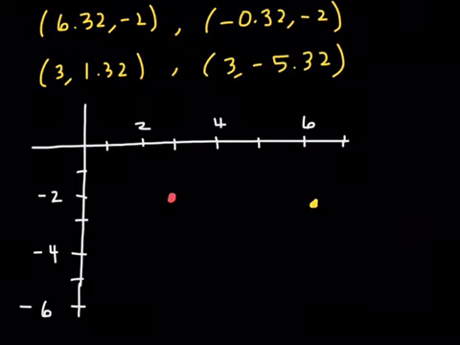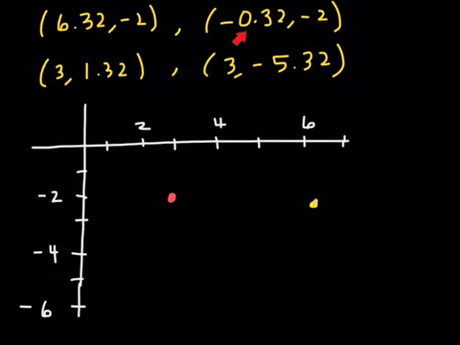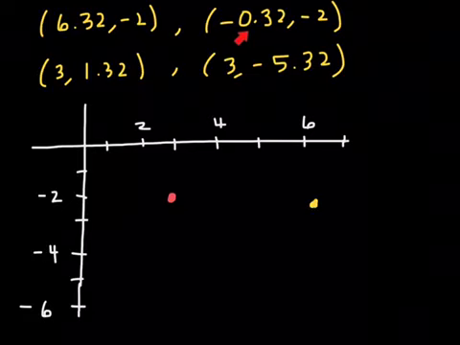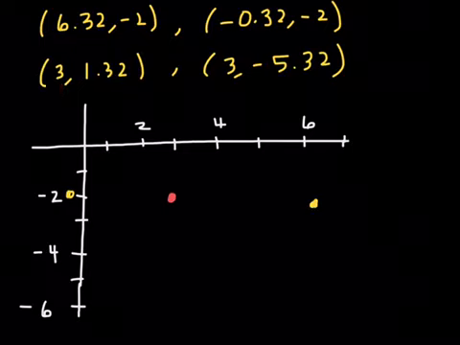We have negative 0.32, which is really close to 0, and -2. So maybe about right there, give or take. And then we have positive 3, comma 1.32. So positive 3, comma 1.32.